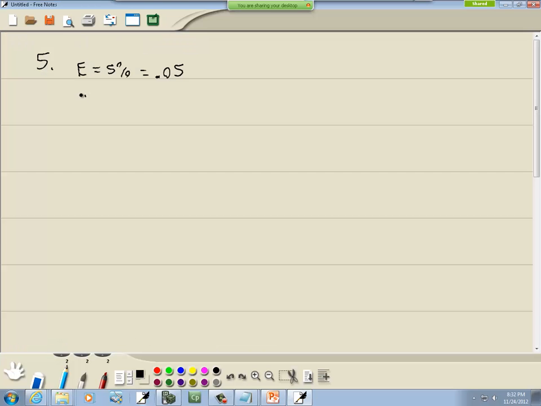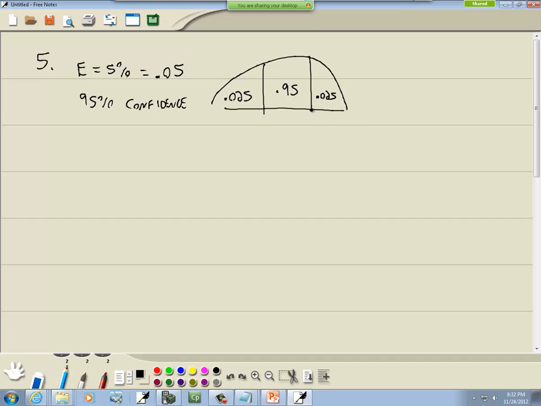Now, 95% confidence means you put 95% in the middle. Split the 5% in the tails. This will be 0.025, and this would be 0.025. And this value right here is our z alpha divided by 2. Now, if you're using the calculator, you'll use INV norm, and it's based upon the area to the left. Well, the area to the left of this is 0.025 plus 0.95, 0.975.